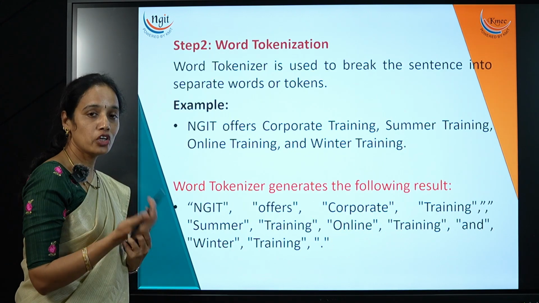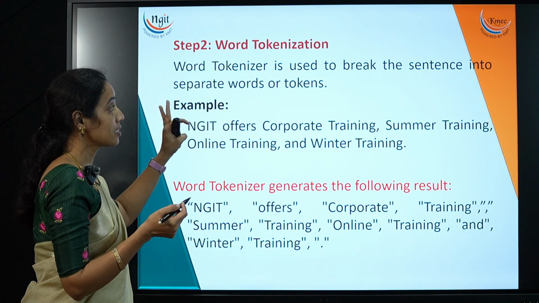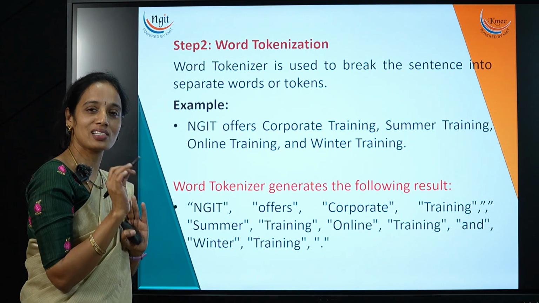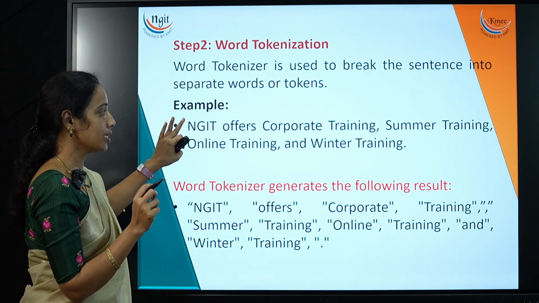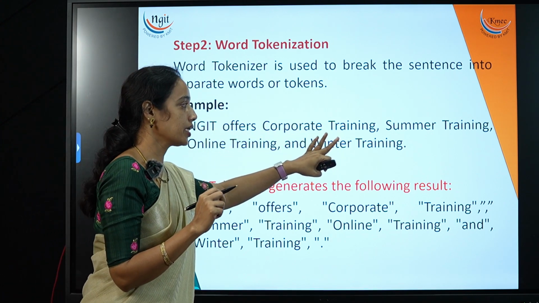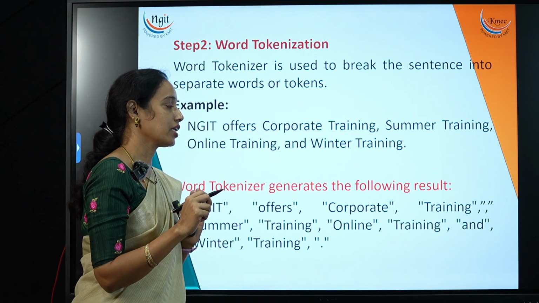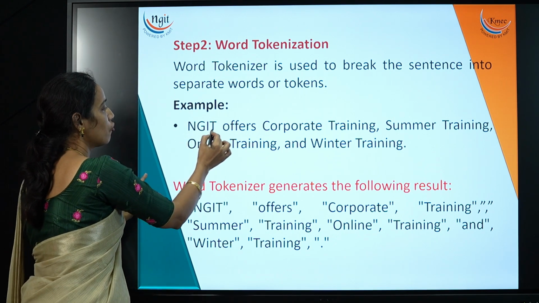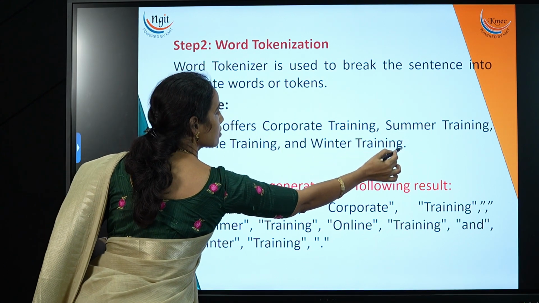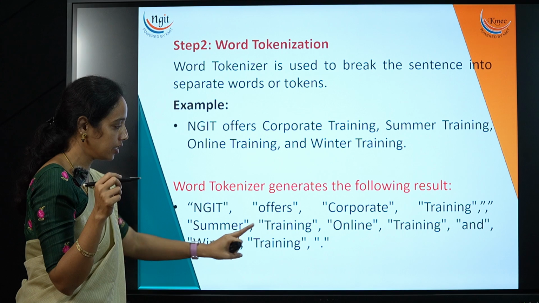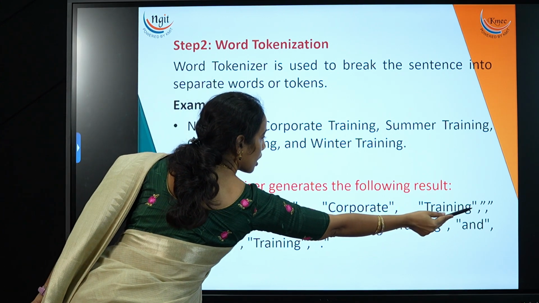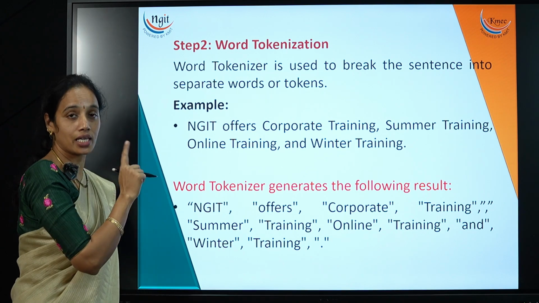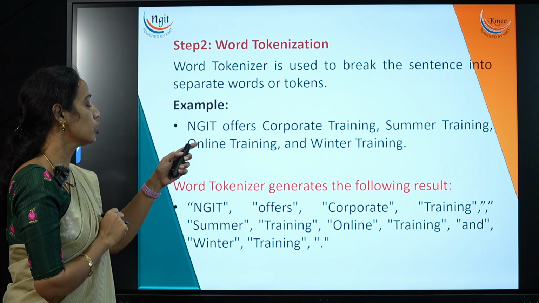Next one is word tokenization. So the name itself indicates that it is used to break a particular sentence into separate words or tokens. A token is nothing but a word. Now, just see the example. NGIT offers corporate training, summer training, online training, and winter training. So this particular sentence, we are going to convert into tokens. So each and every word, even including the commas and full stops, is going to be converted into tokens. You can see here, comma, full stop, each and everything will be converted into tokens in the second step of the NLP pipeline. So that is word tokenization.